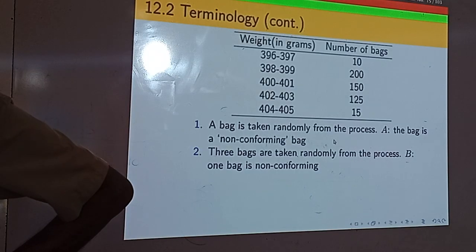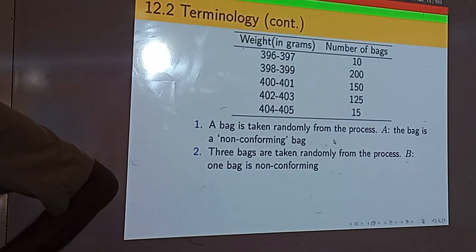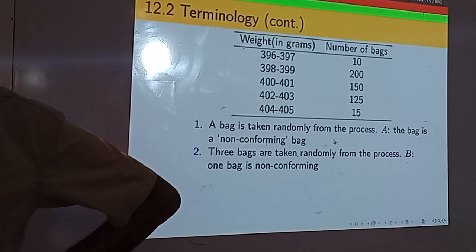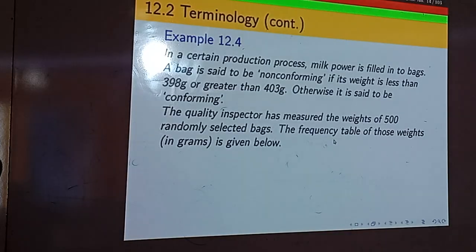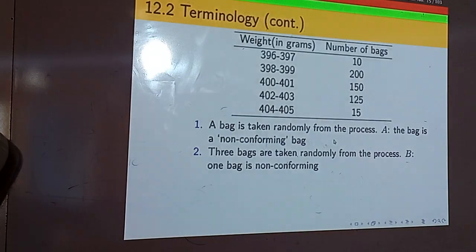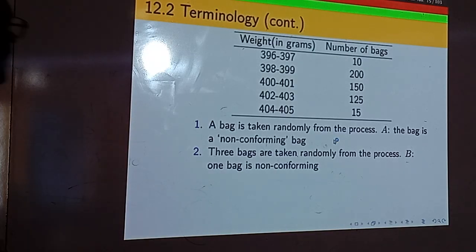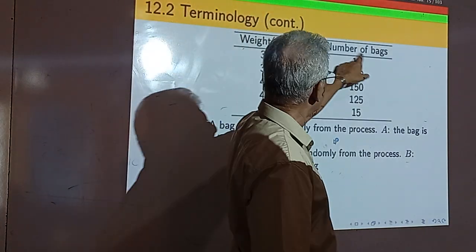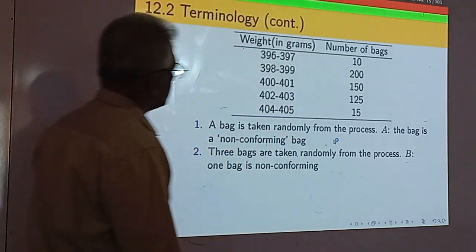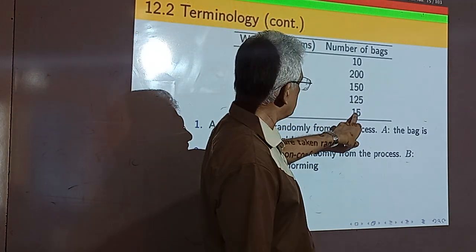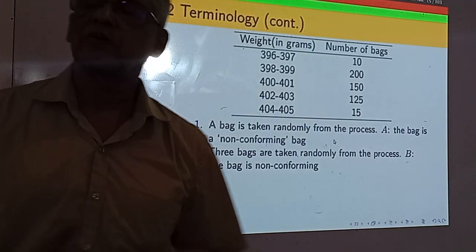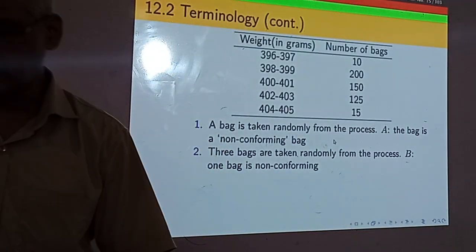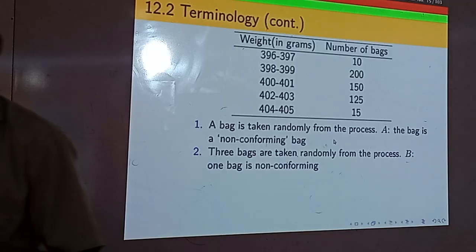A bag is randomly selected from the process. A is the event that the bag is a non-conforming bag. Non-conforming means less than 398 or more than 403. So less than 398 means this 10, more than 403 is 15, so altogether 25 divided by 500 if you want to find out the probability of A, that will be.